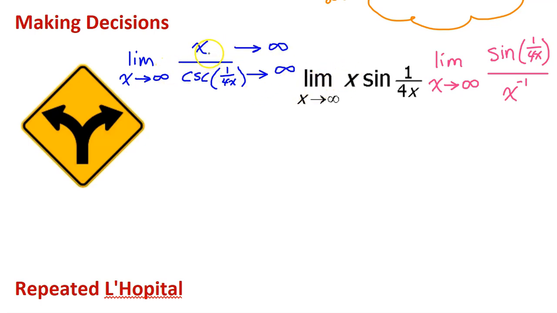In the blue expression, the numerator is approaching 0. As x approaches infinity, this fraction on the inside is approaching 0, and the cosecant of 0 is undefined because there's an asymptote there. This is approaching infinity. So we have infinity over infinity, so we can do L'Hopital's rule.